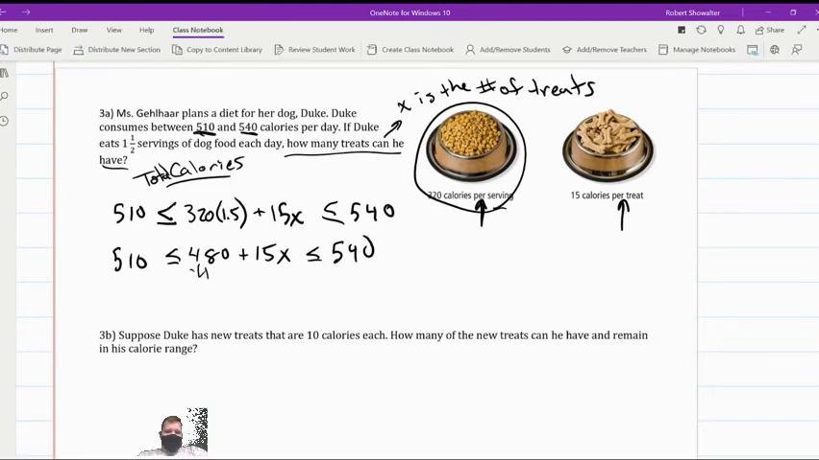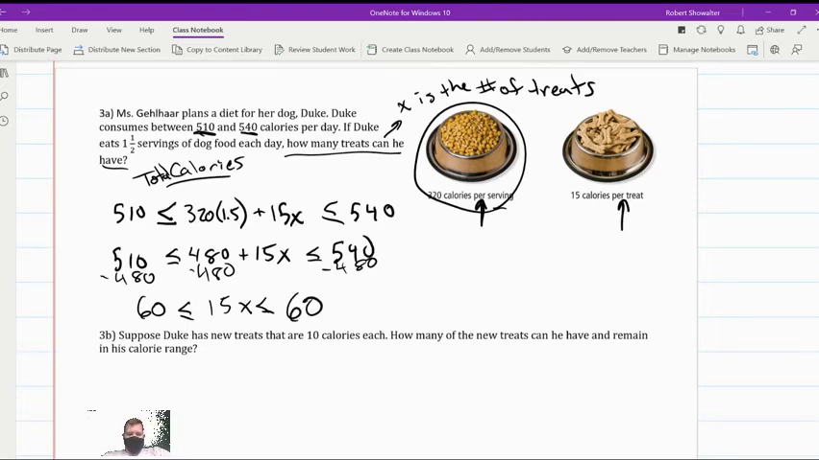We subtract 480 from all three sides. Don't forget that we're doing it to all three sides. 510 minus 480, going to be 60, less than or equal to 15x, less than or equal to 540 minus 480. Wait, I did a little bit of math. Let's make a correction here: 510 minus 480 is actually 30. Then we divide by 15, divide by 15, divide by 15, all the parts. We get 2 less than or equal to x, less than or equal to 4.